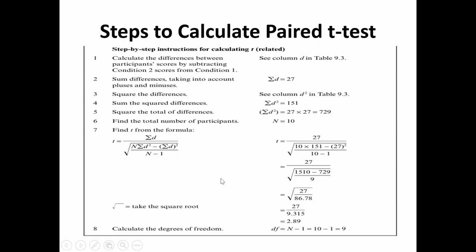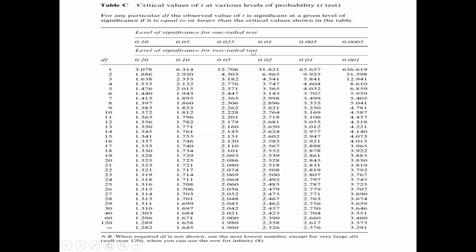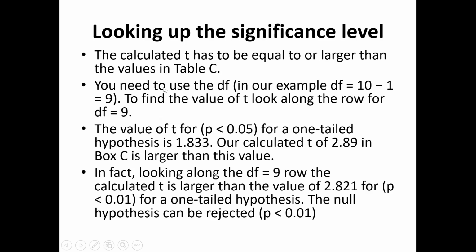So the next step is to look up the significance level from the table. I have a table that we shared in class. You can use table C. If you don't have the table, this is what the table looks like. This is table C. So you need to use the degree of freedom to check table C. It's quite easy to do.